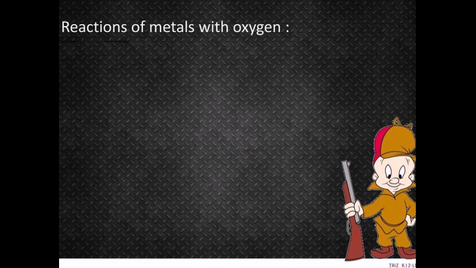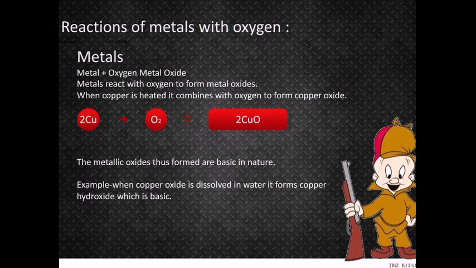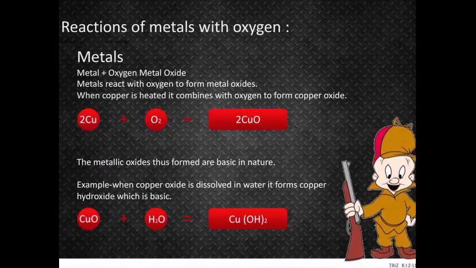Reactions of metals with oxygen. Metal plus oxygen gives you metal oxide. Metals react with oxygen to form metal oxides. When copper is heated, it combines with oxygen to form copper oxide. 2Cu plus O2 gives you 2CuO. The metallic oxides thus formed are basic in nature. For example, when copper oxide is dissolved in water, it forms copper hydroxide, which is basic. CuO plus H2O gives you Cu(OH)2.